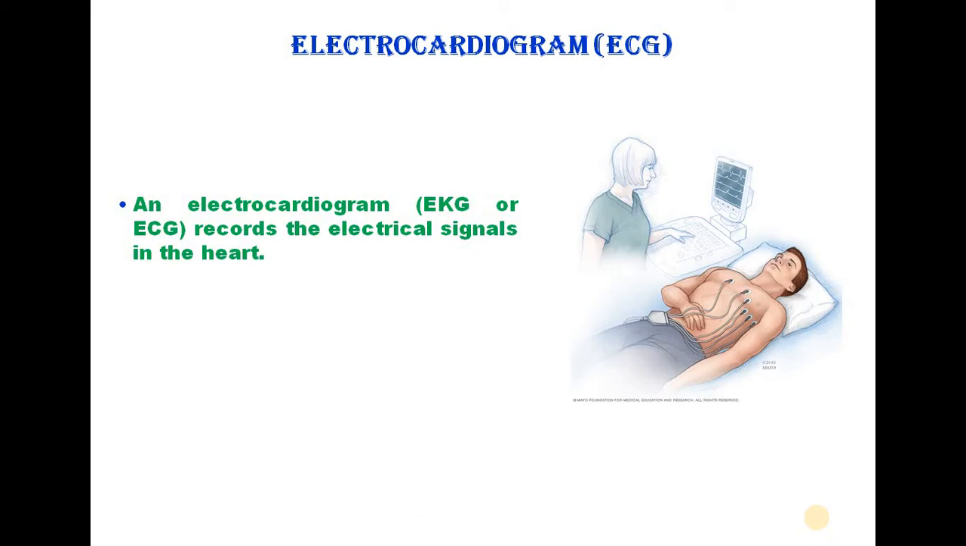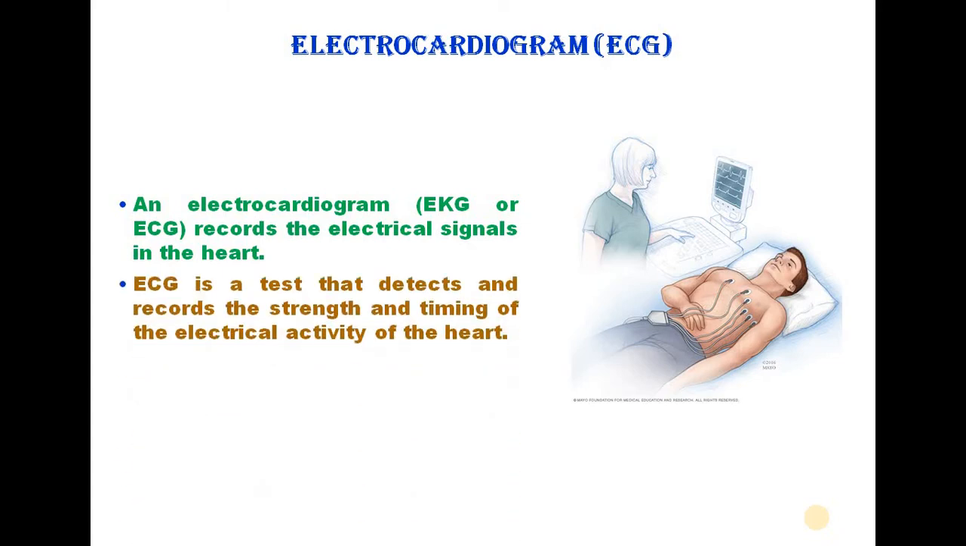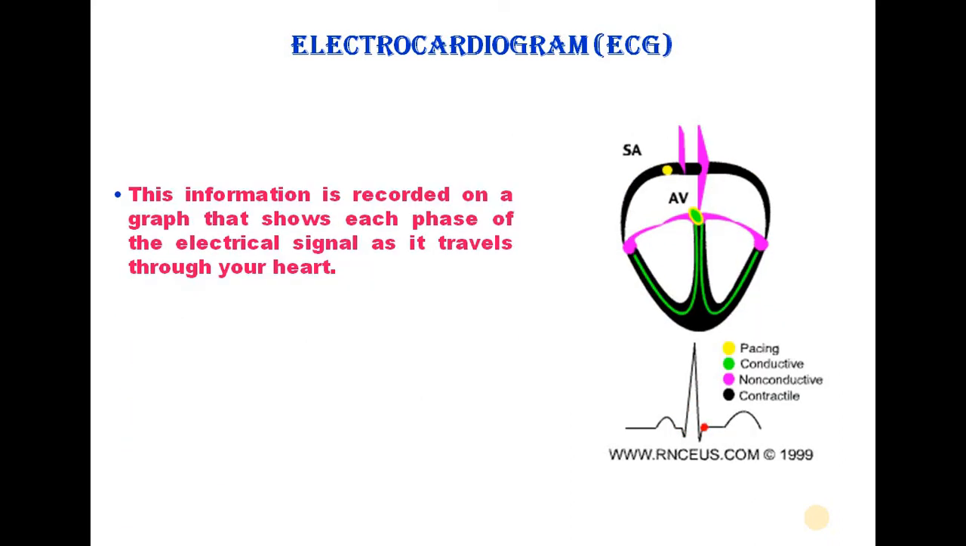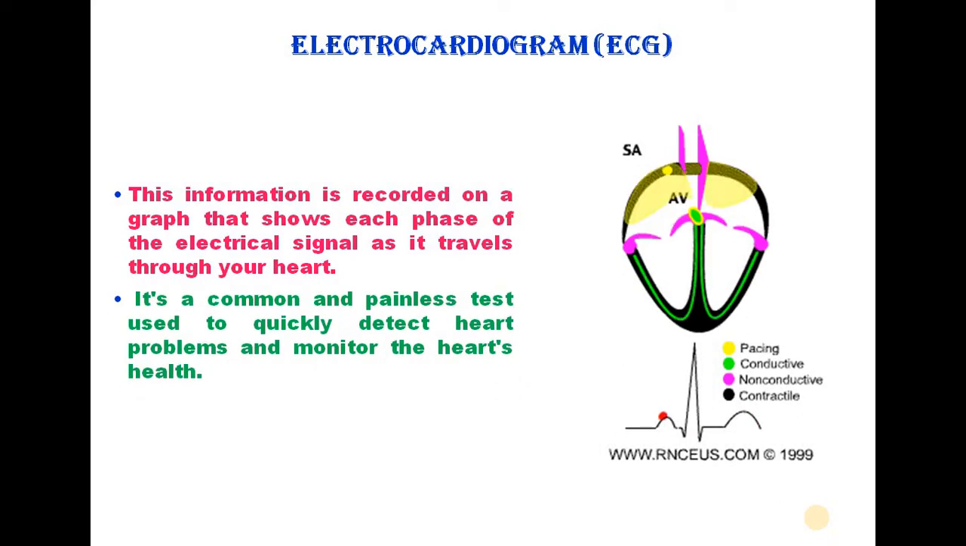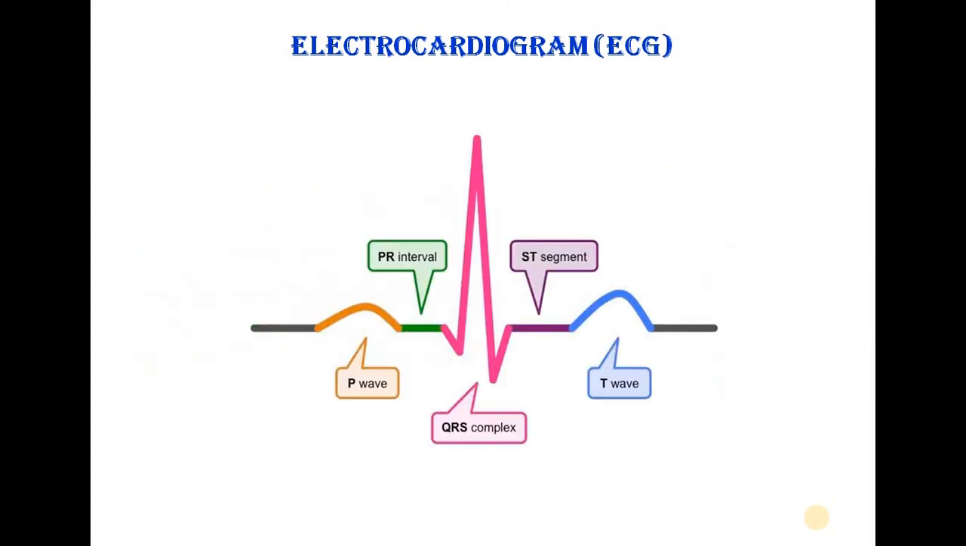Electrocardiogram, called as ECG or EKG, records the electrical signals associated with the heart. ECG is a test that detects and records the strength and timing of the electrical activity of the heart. This information is recorded on a graph that shows each phase of the electrical signal as it travels through the heart. It is a common and painless test used to quickly detect heart problems and monitor the heart's health.